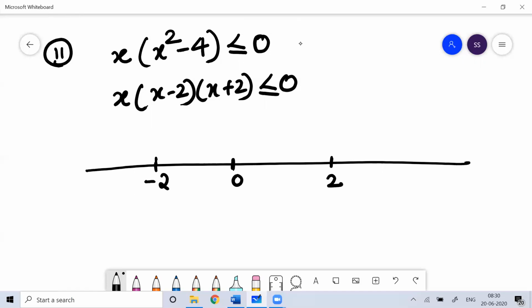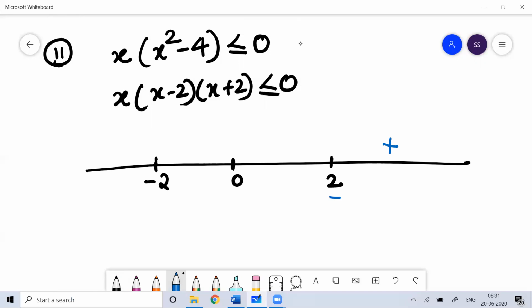So you can draw a number line and first put x equal to 0, then put x minus 2 equal to 0, and then put x plus 2 equal to 0. So then you have identified the critical points. Once you have identified the critical points, then I told you that the extreme right would always be plus.